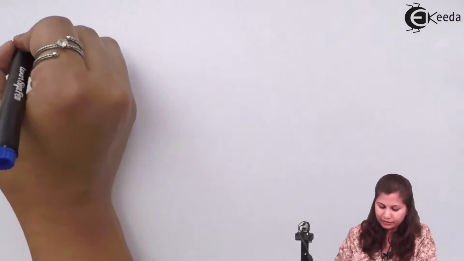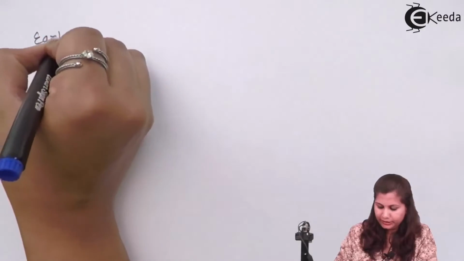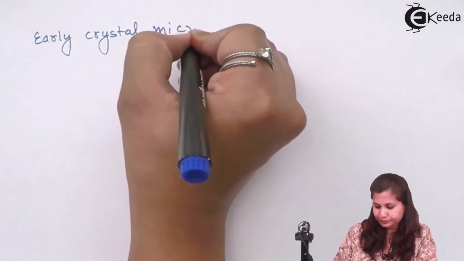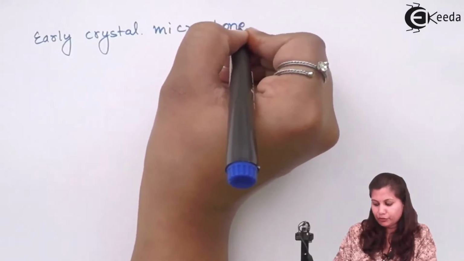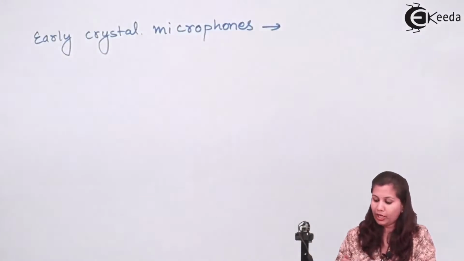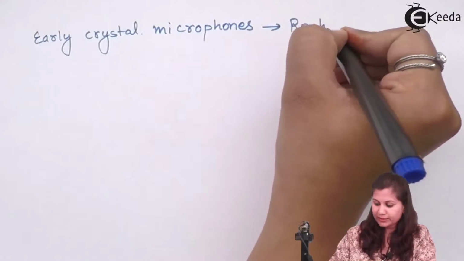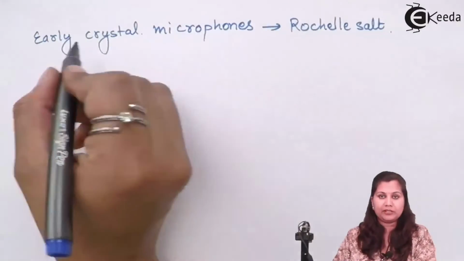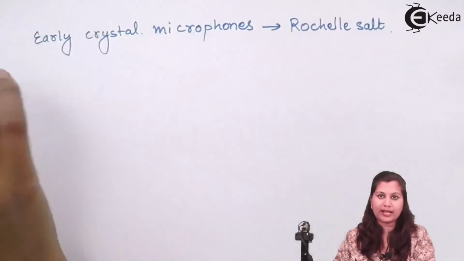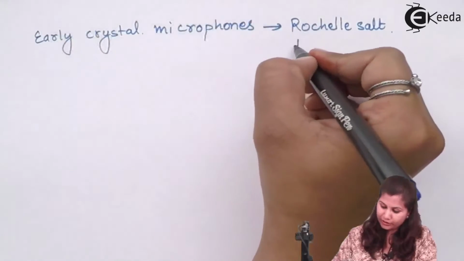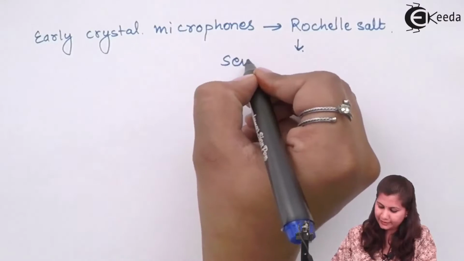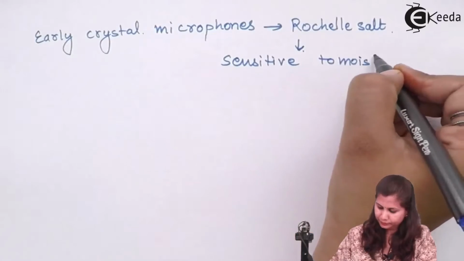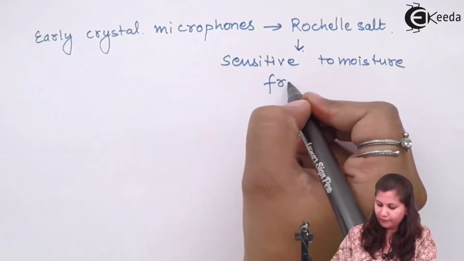Okay, now in earlier times, in the early crystal microphones, we have to use the piezoelectric crystal. Okay, and the most common piezoelectric crystal is the Rochelle salt. So in the early crystal microphones or piezoelectric microphones, Rochelle salt is used as the piezoelectric crystal, but this Rochelle salt has the disadvantage that it is sensitive to moisture and also it is somewhat fragile.